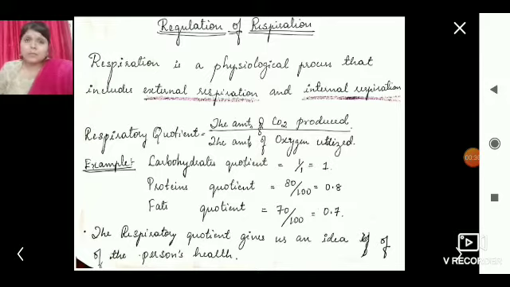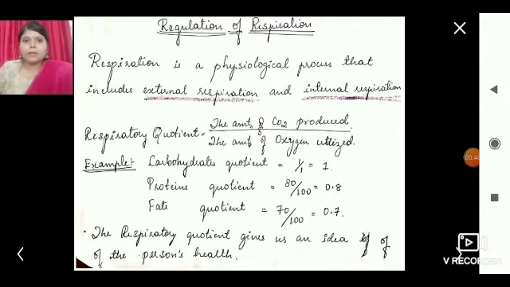Internal respiration involves the internal environment, your lungs and the capillaries. That's what we call the internal environment, or the exchange of gases between the lungs and the capillaries. So the respiratory quotient is one of the concepts that we are going to study here.